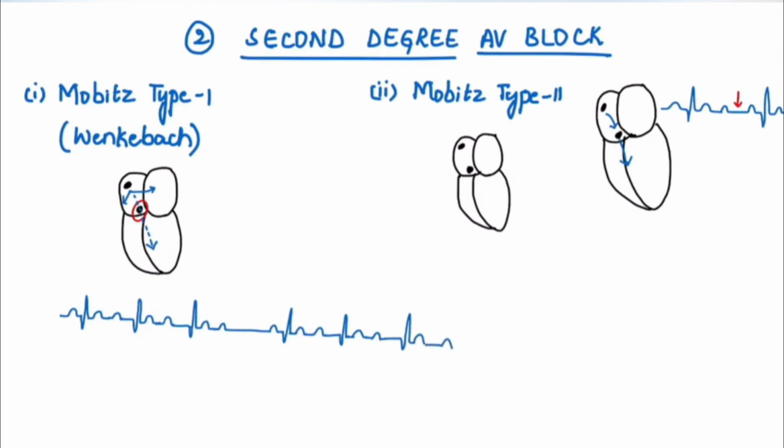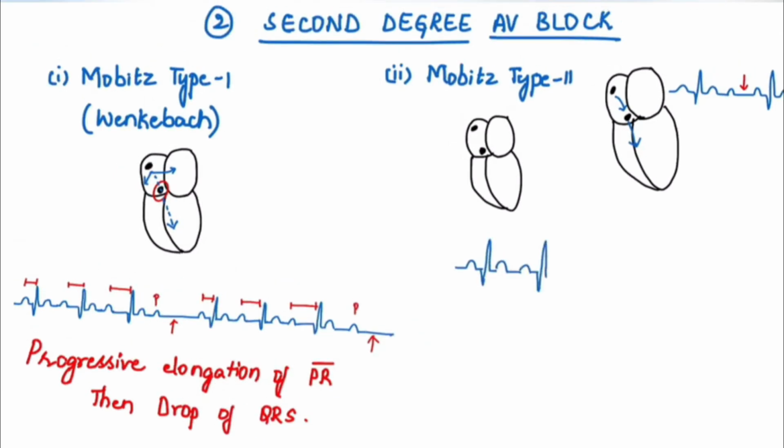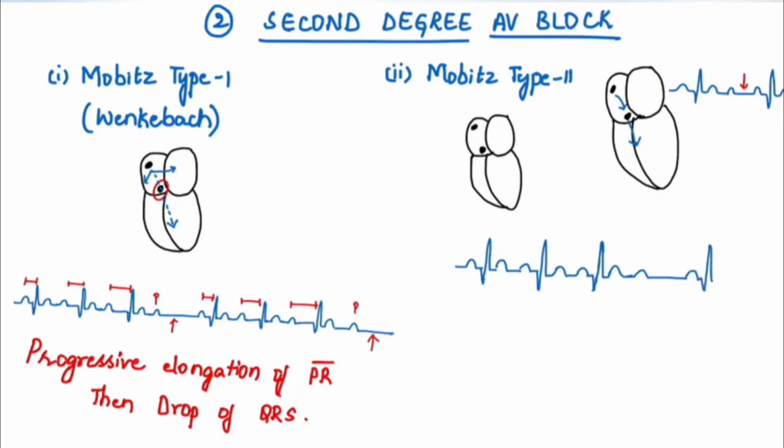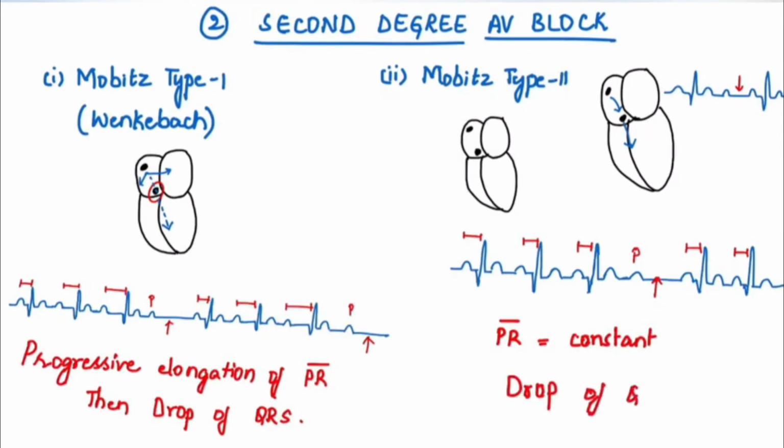So to summarize this, in Mobitz's type 1 block, the PR interval, that is between the P wave and the QRS complex, keeps on increasing progressively, and after a point there is no QRS at all. So progressive increase in PR interval followed by a drop in QRS complex is seen in Mobitz's type 1 block. Next, in Mobitz's type 2 block, there is again interrupted conduction where a P wave will not be followed by QRS, but the PR interval remains constant. So there is no progressive elongation. The PR interval remains constant followed by a drop of QRS complex in between. So this is known as Mobitz's type 2 block.